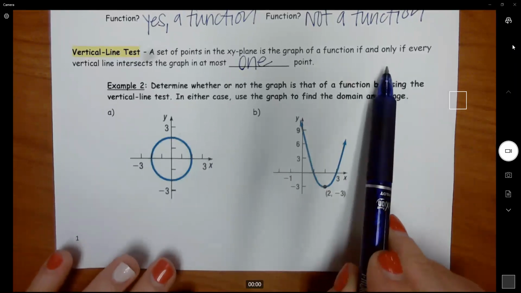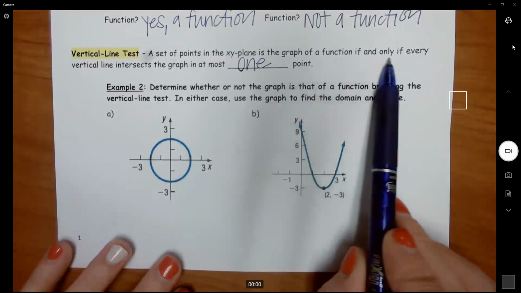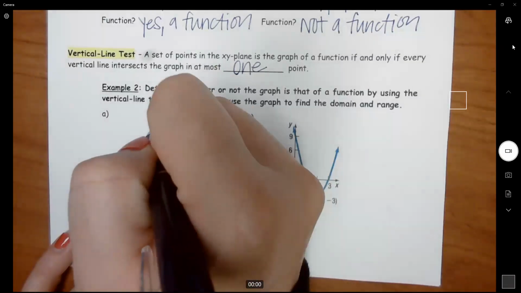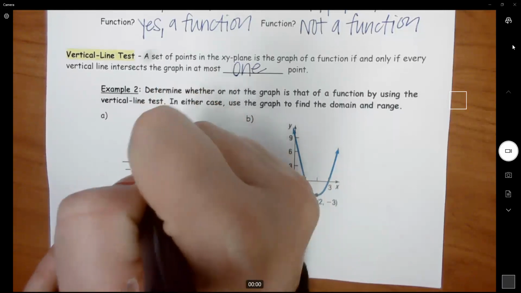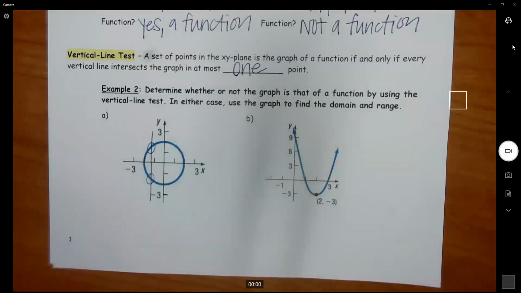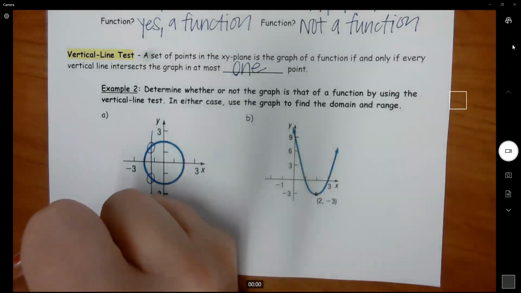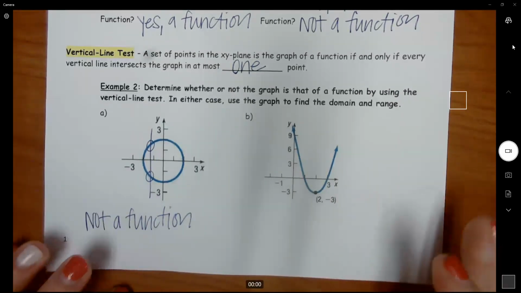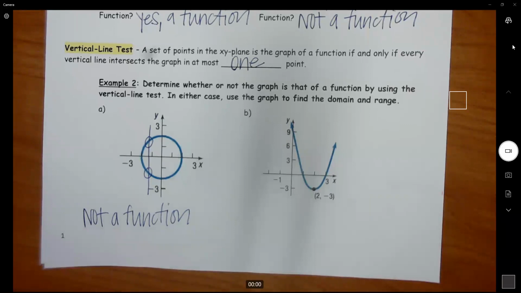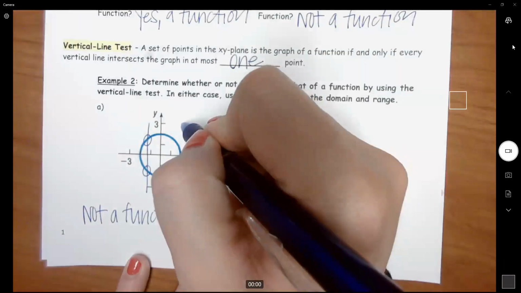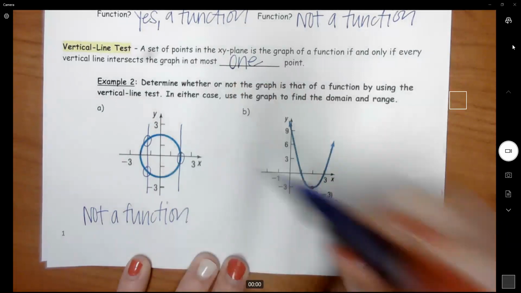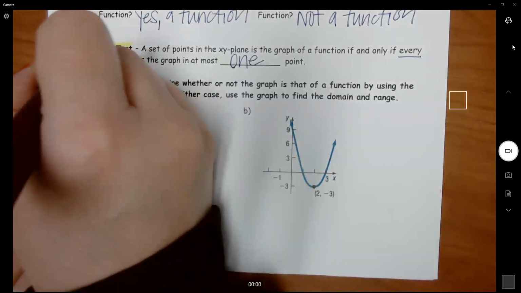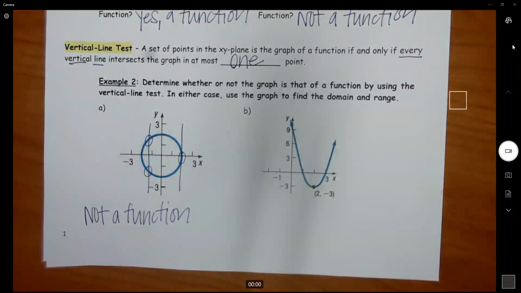So by my definition, it's a function if and only if every vertical line intersects the graph in at most one point. Well, when I put a vertical line in right here, this is intersecting at more than one point. So this is not a function. Even though I can put a line in right here, right on the edge of the circle and get 1 here, it says in my definition that every vertical line must intersect at one point.